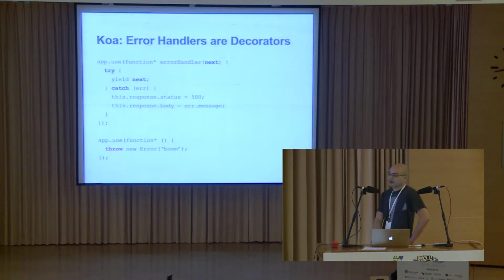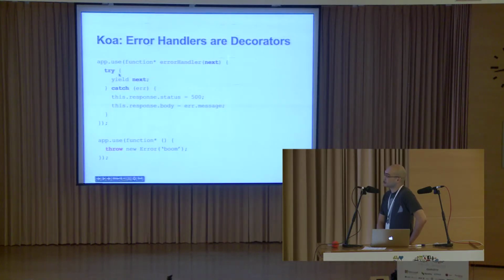The thing about Express is that error handling is just another callback. If an error happens, you call the callback. In Koa, error handlers are just another decorator. They're another middleware that wraps all subsequent middleware. So this is how an error handler would look.